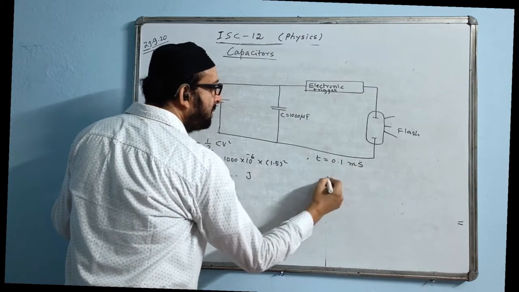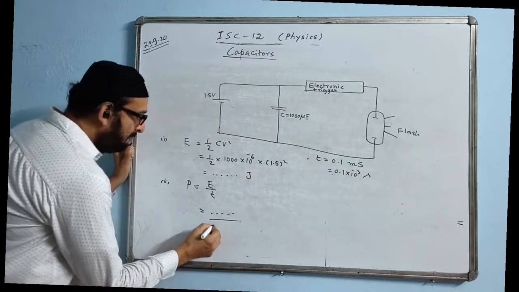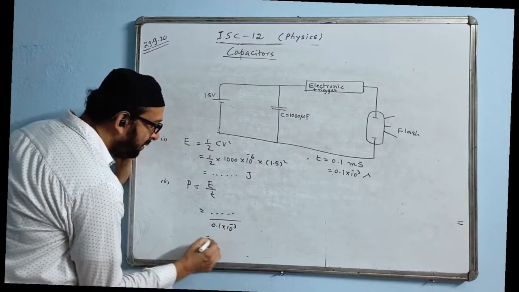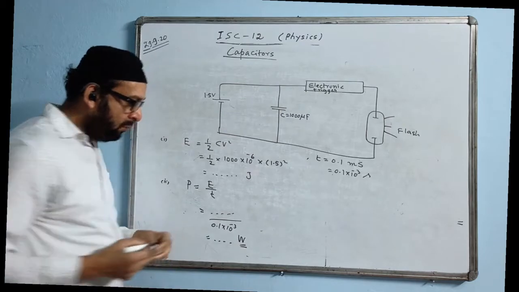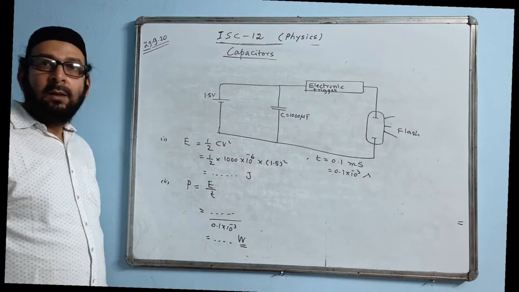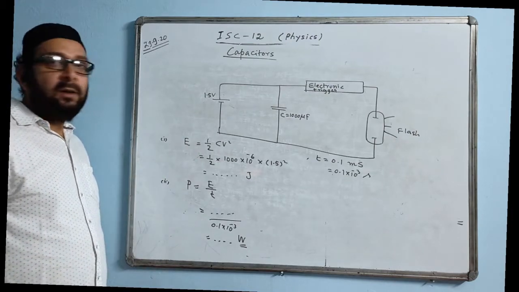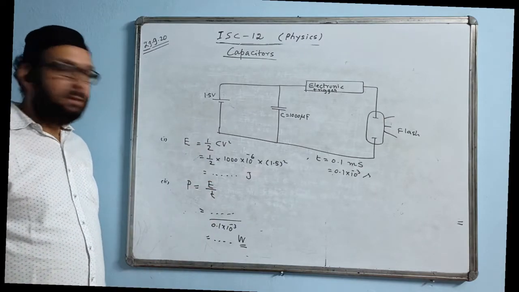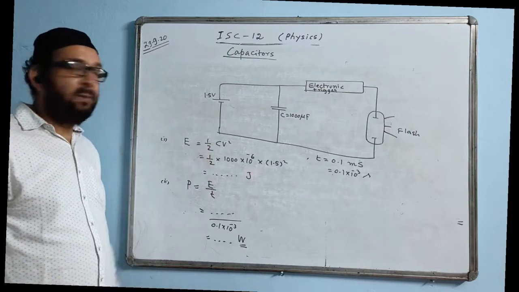Millisecond is m and s, so that is 0.1 into 10 to the minus 3 seconds. Here we will write 0.1 into 10 to the minus 3 seconds, and you will find the answer. Whatever comes, that answer will come in watts. Power unit is watt or joule per second. So the questions are quite simple here. Energy stored formula is half CV squared and power formula is energy by time. This type of question you may expect in ISC levels. It will carry 3 marks.